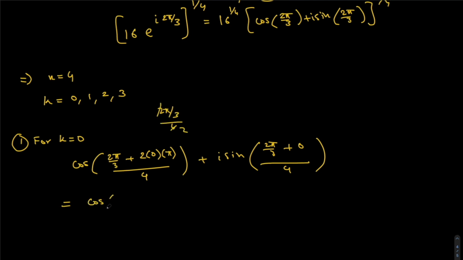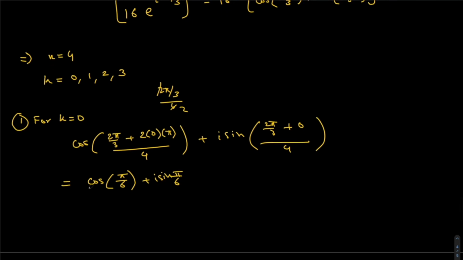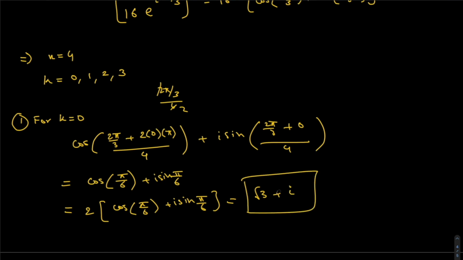So I'll have cosine of pi by 6 plus I sine pi by 6, like this, right? Now I'm going to bring the 2 back. So it's basically 2 times cosine of pi by 6 plus I sine pi by 6. Now I can evaluate this. I know cosine of pi by 6 is square root of 3 by 2, so I'm going to have square root of 3 plus I left with here. That's my one root. So I can write this as z1, like this.